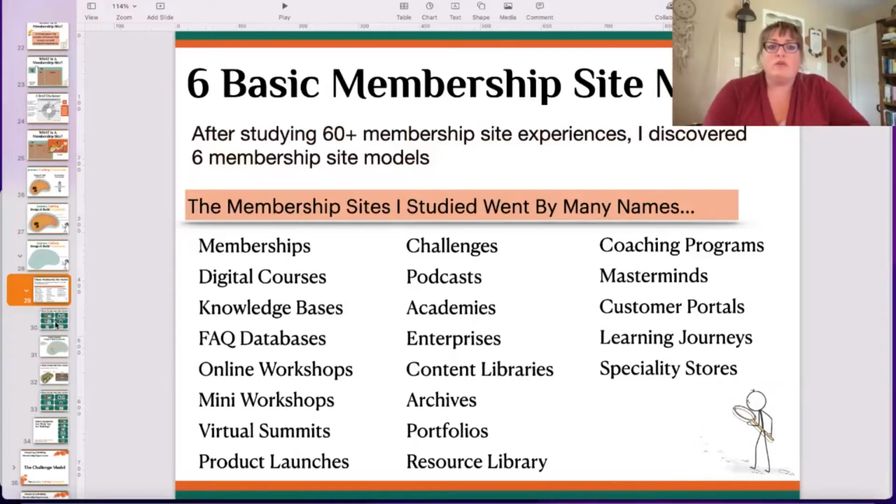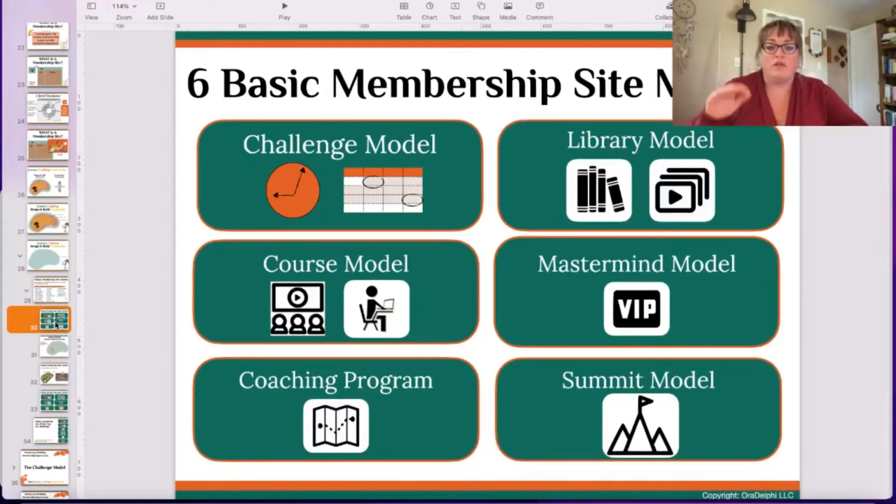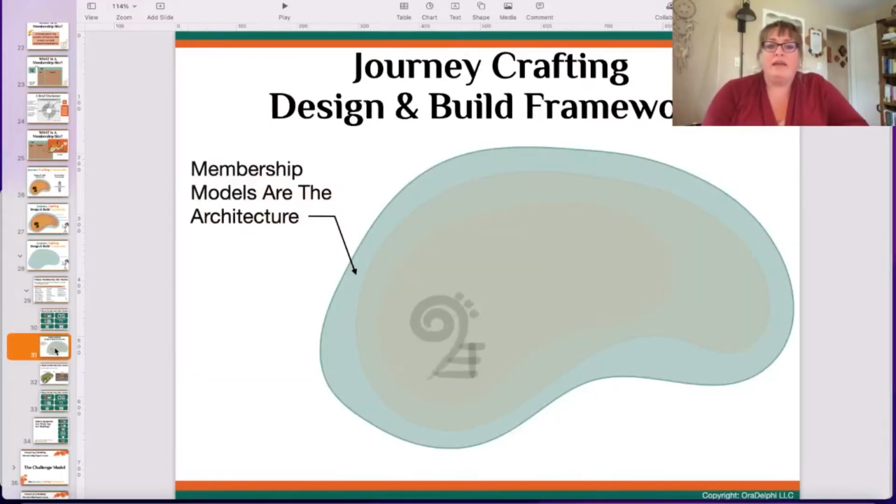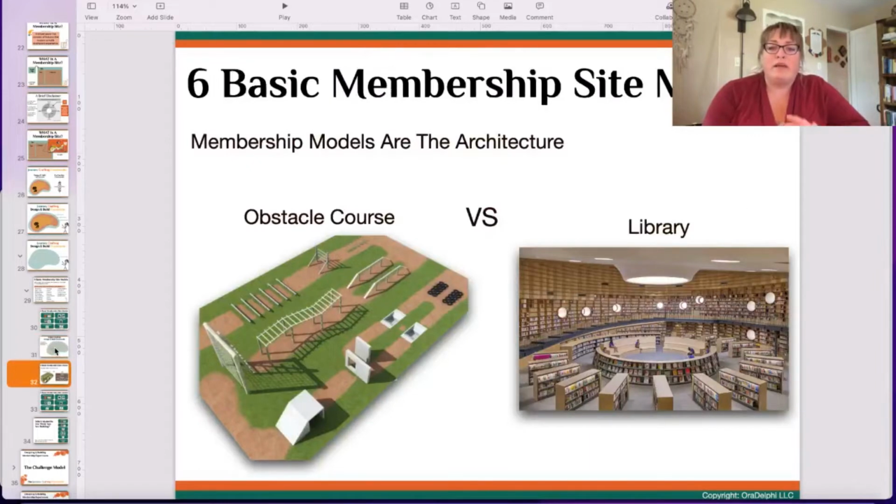Those 6 experience models are these: the challenge model, the course model, the coaching program, the library, the mastermind, and the summit. Now, let me dive into this a little bit more on why it is important to know what experience model we are trying to build. And the reason is this: think of experience models like the architecture.